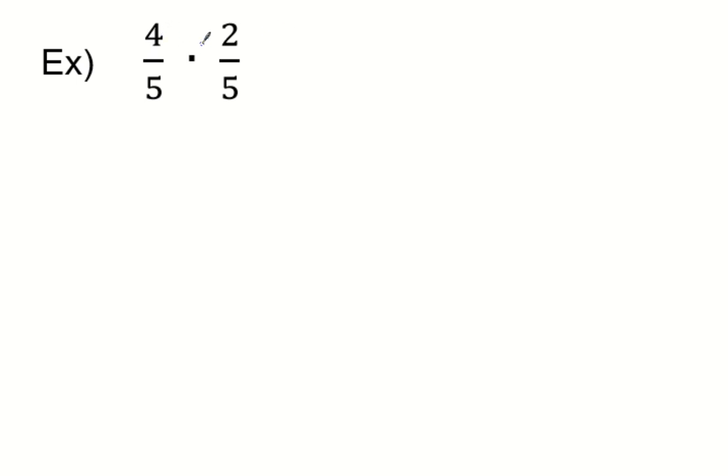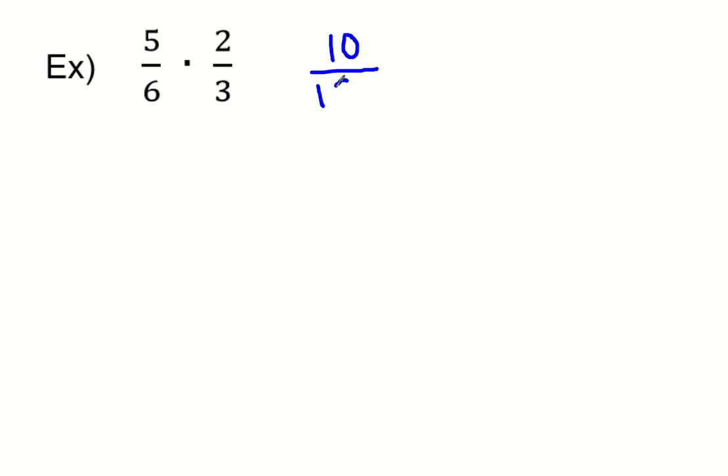So let's see what happens here. Multiplying the fraction, so we multiply across. 4 times 2 is 8. 5 times 5 is 25. And again, you're done right away. No extra step of reducing. What happens here? 5 times 2 is 10. 6 times 3 is 18. Finally, this can be reduced because you can divide a 2 away from both and be left over with 5/9.